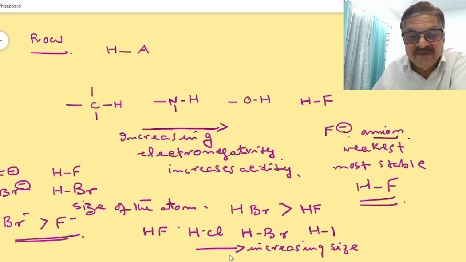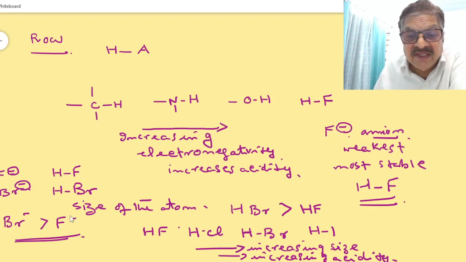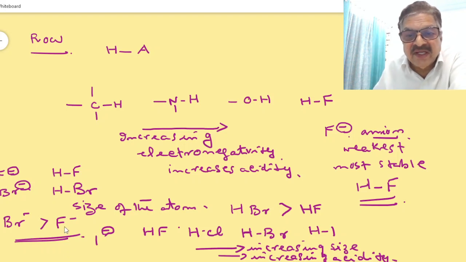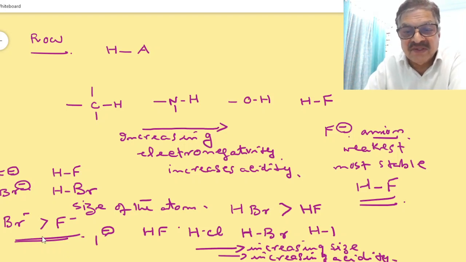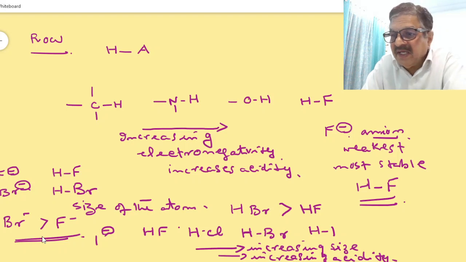Therefore, increasing acidity. This is the periodic trend, increasing acidity. Here, hydroiodic acid is the strongest acid because the iodide anion has the largest atomic radius, or size. Therefore, as the size increases, the electron density is spread over a large area.